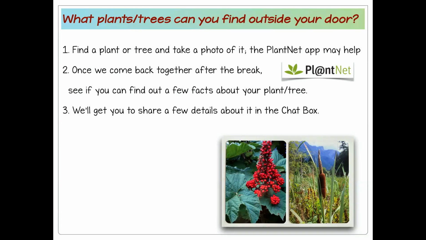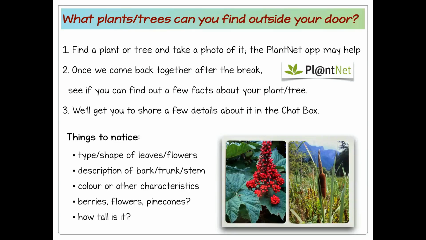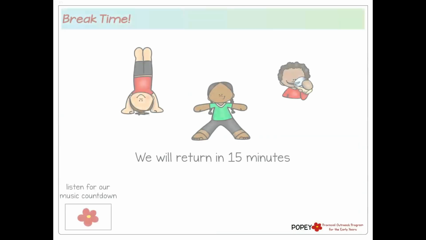And then once we come back together after the break, see if you could tell us a little bit about what you found about your tree plant. It might be a name, it might be a characteristic. Things you might notice are the shape of the leaves or flowers, or colors, or how tall it is. So we'll just share a couple of details when we come back together after the break. And hopefully you have some fun with that.